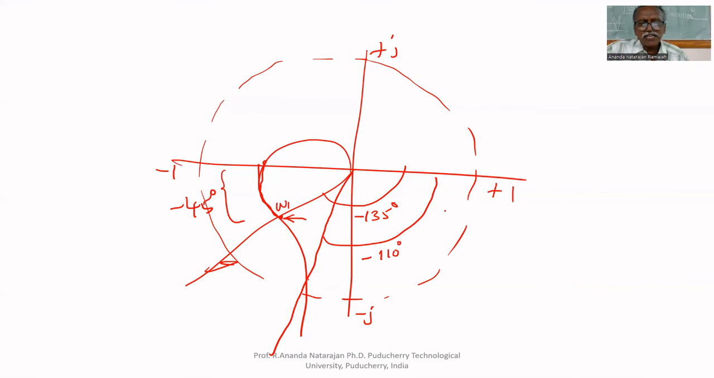I am introducing a phase shift. How much? 180 is required. Here it cuts the unit circle. Here the angle is 110. I want to make it minus 180. How much do I have to add? 70. If I add minus 70 degrees at this point, at the same frequency without changing magnitude, what will happen? This point will move and come here.